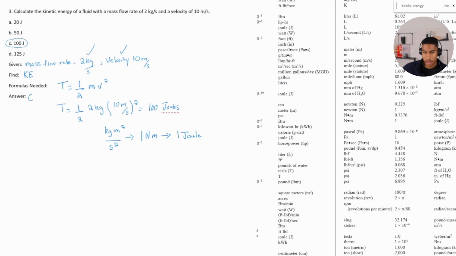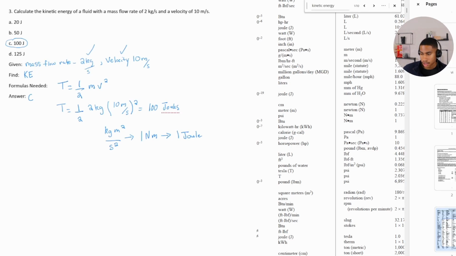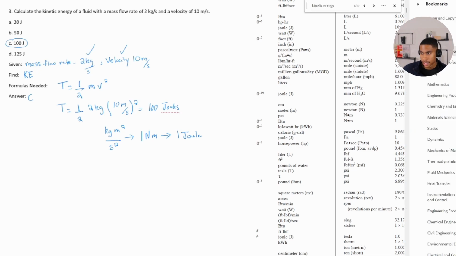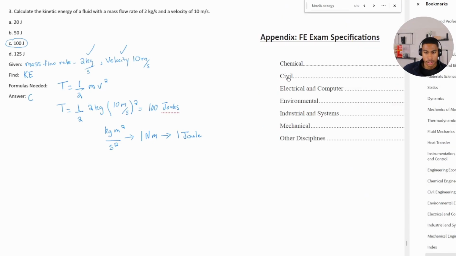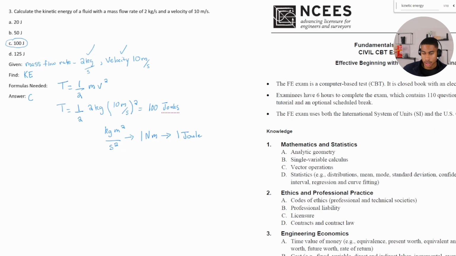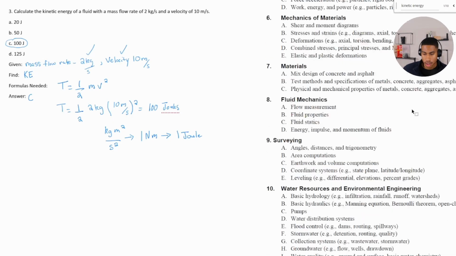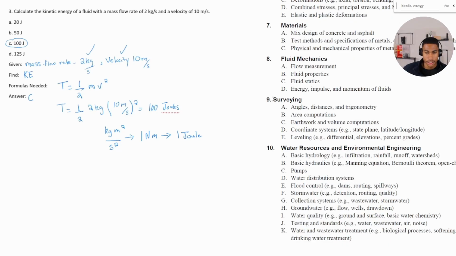Hopefully that made sense. And this concludes the fluid mechanics section of your civil FE exam as you're studying for this thing. And let's look at the next topic. And anytime you need to navigate this manual, definitely use the bookmarks. Really helps. Click on civil and the next section is going to be surveying. So you're almost there. Let's keep working so that we can pass this civil FE exam. I'll see you in the next video.